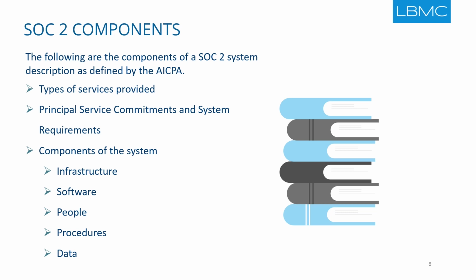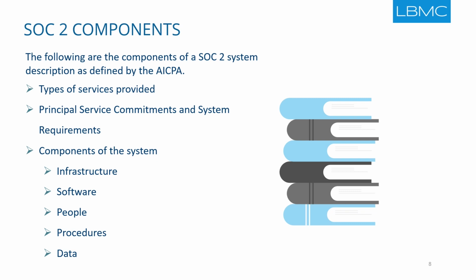System descriptions should be at a sufficient level of detail to provide a good understanding of internal controls without giving too much information so that security may be compromised. It should also be presented in a manner that does not omit or distort any information. Within the DC Section 200 document are the specific criteria for what should be in a SOC 2 system description. Here's a high-level view of those components. Included are the types of services provided and the principal service commitments and system requirements. The components of the system are listed, including infrastructure, software, people, procedures, and data.